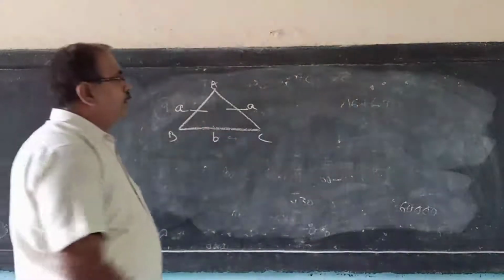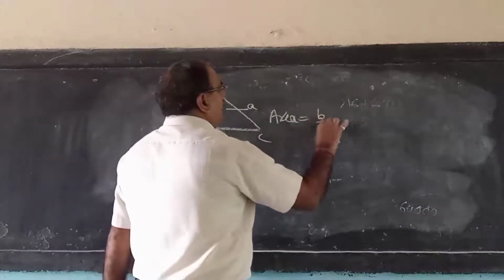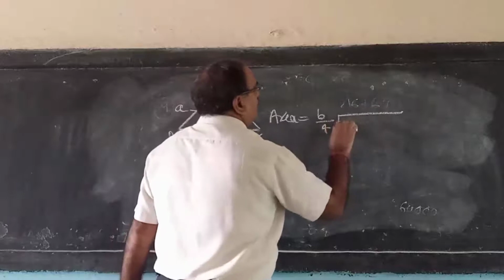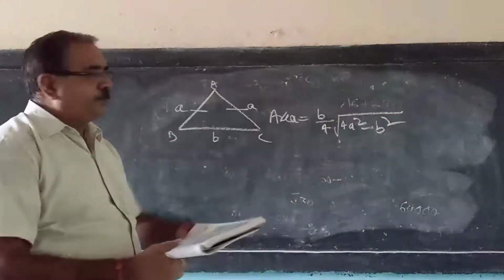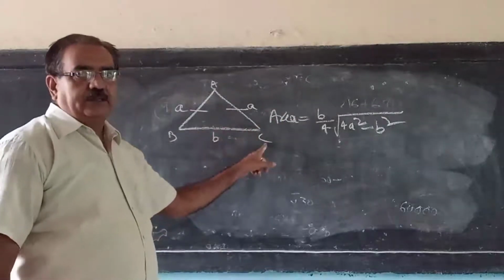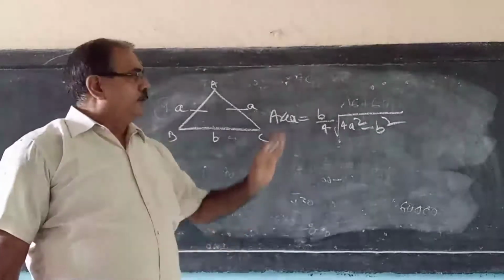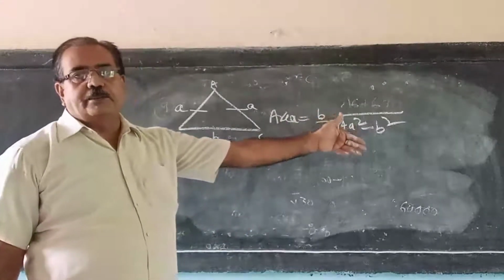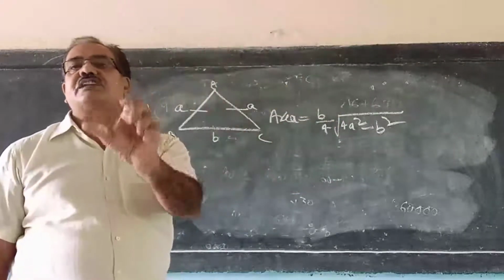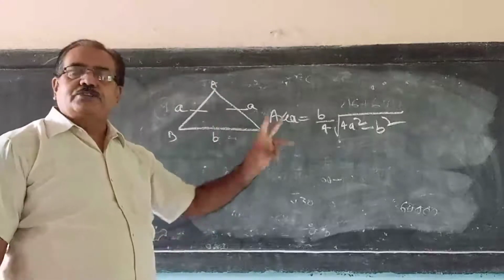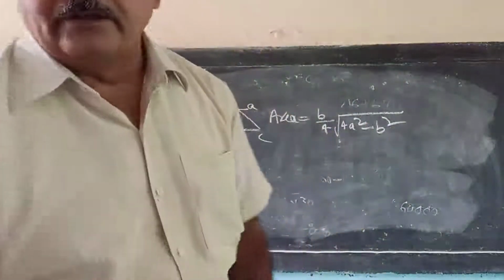Then what is the formula to find the area of an isosceles triangle? It is b by 4 root over 4a square minus b square. What is b? b is the unequal side. And what is a? a is the equal side. I don't know whether this formula is given in your book or not. You can use this formula directly when an isosceles triangle is given, in which two sides are equal and one side is not equal. Right. Now how to use?